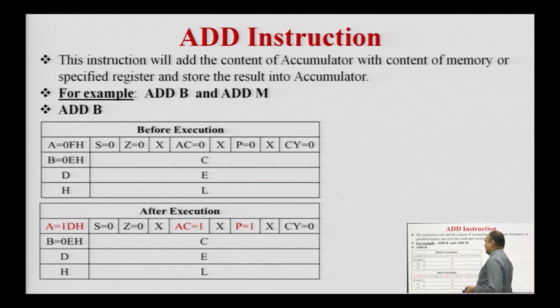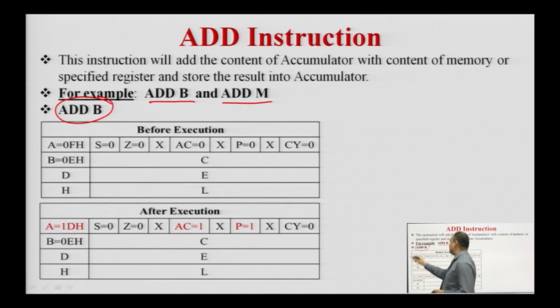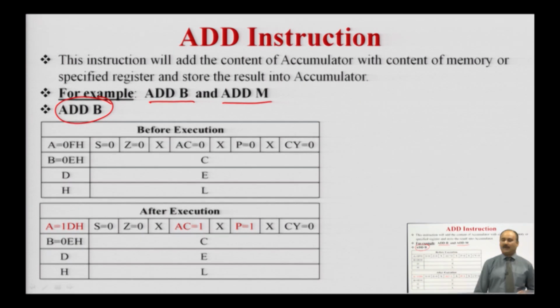So, let us see the example of the arithmetic addition operation. The instruction is ADD B or ADD M. Here I am considering the example of the ADD B instruction. The ADD B instruction will add the content of the specified register, the B register, with the content of the accumulator and store the result into the accumulator register.